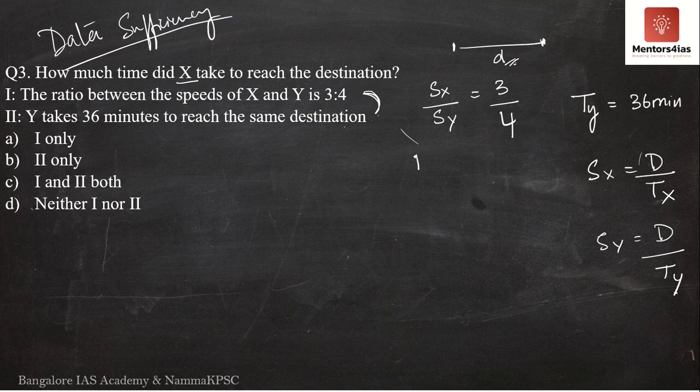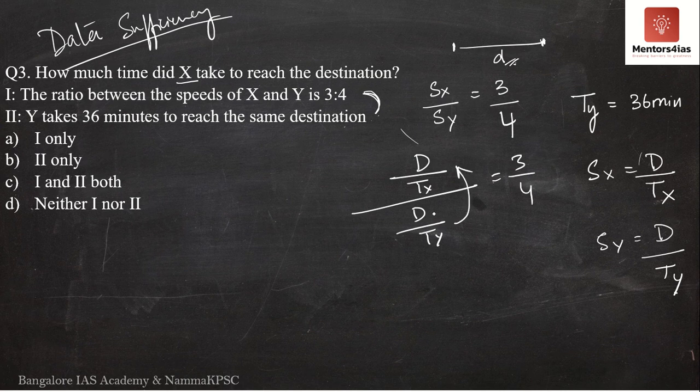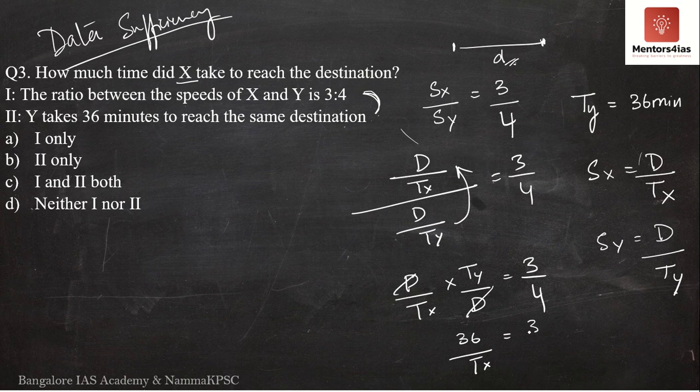So what do we get here? We get (d by tx) divided by (d by ty) is equal to 3 by 4. We take this over here. So we get d by tx into ty by d is equal to 3 by 4. d and d get cancelled. What is ty? Ty is 36. So we have 36 by tx is equal to 3 by 4.